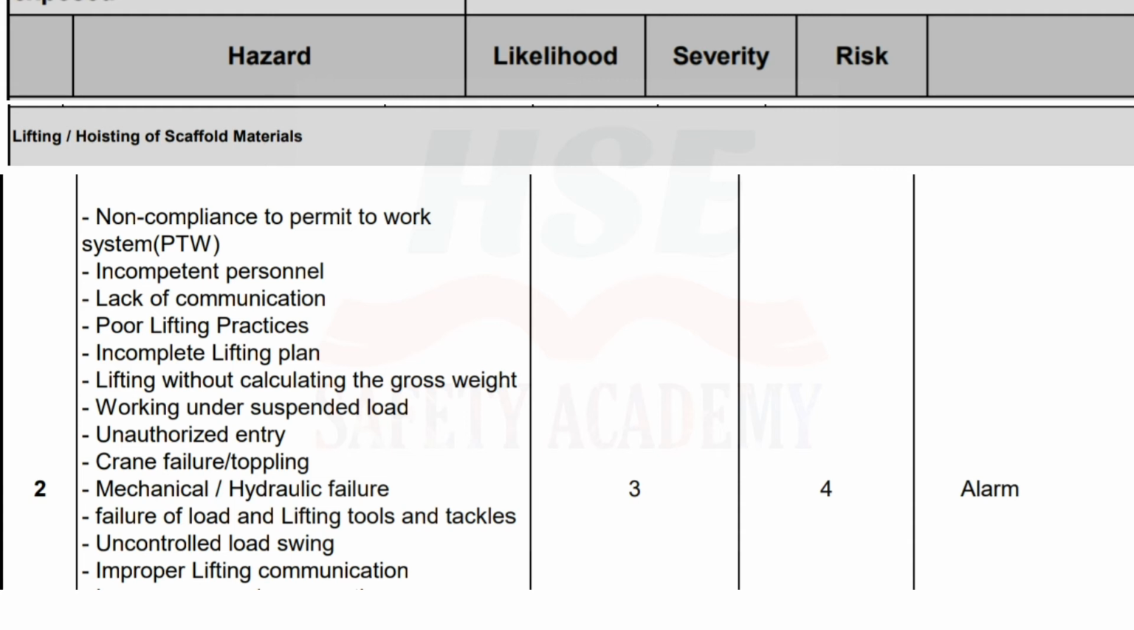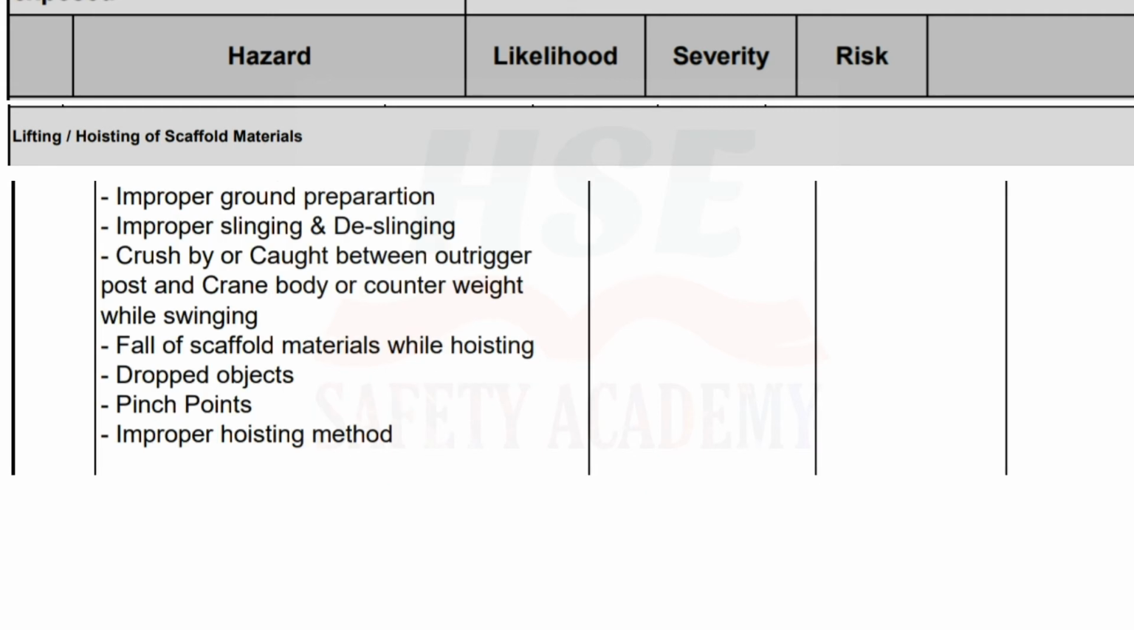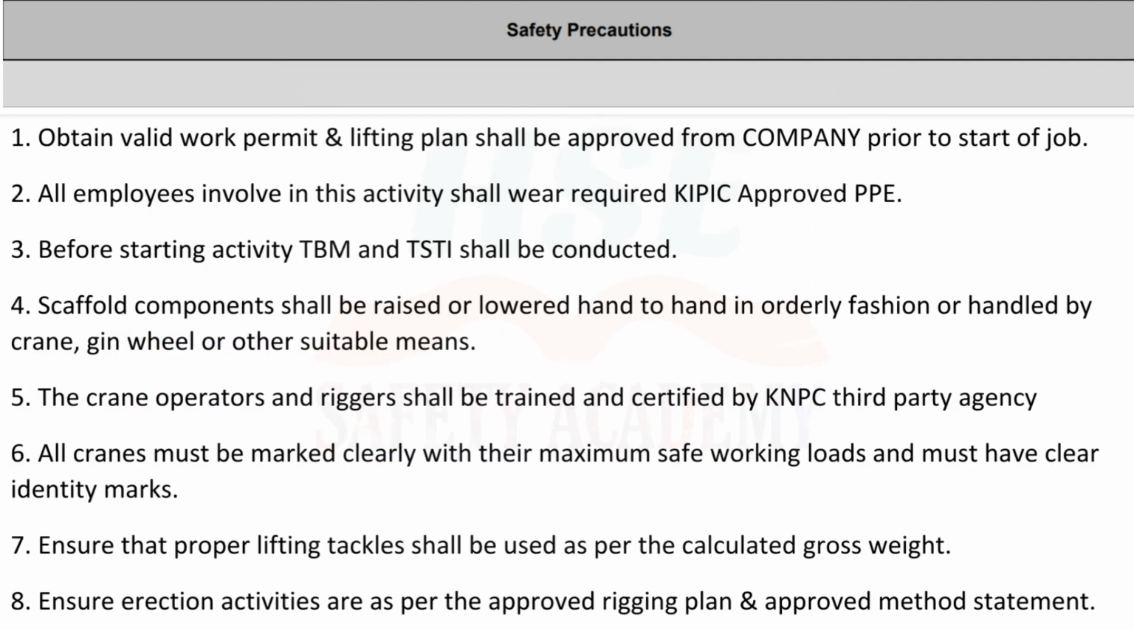Crane failure, toppling. Mechanical, hydraulic failure, failure of load and lifting tools and tackles, uncontrolled load swing, improper lifting communication, improper ground preparation, improper slinging, crush by or caught between outrigger post and crane body or counterweight while swinging, fall of scaffold materials while hoisting, dropped objects, pinch points, improper hoisting method.